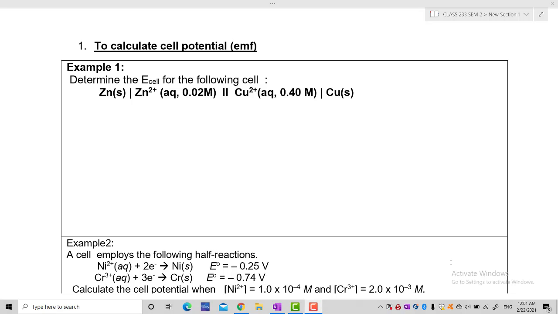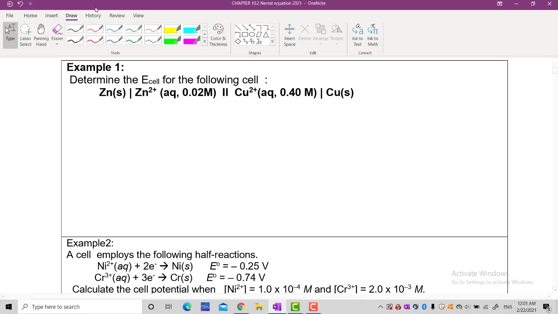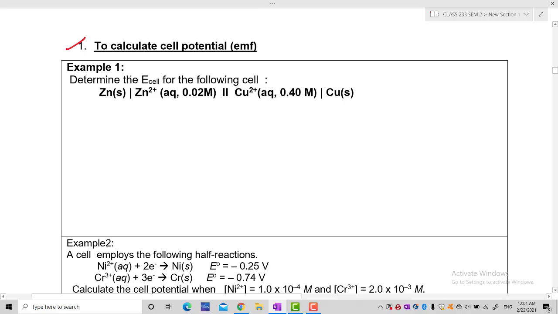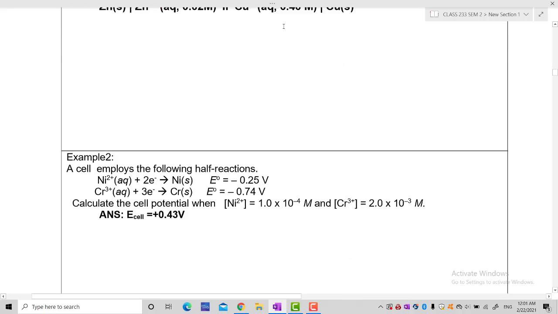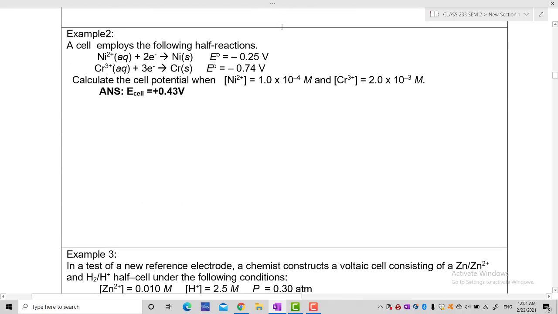Okay, now continue with the Nernst equation. We focus on the first function, which is to calculate the cell potential, EMF, called E cell. Cell potential is E cell because it does not contain the standard. If it is standard, it is E naught cell, so cell potential refers to E cell. Okay, now I will discuss two examples.